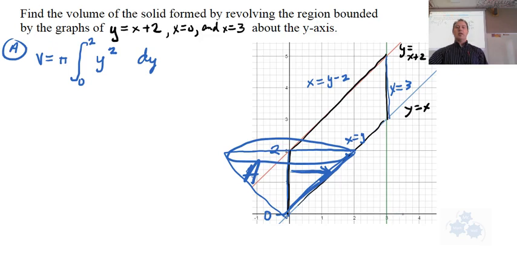Because we're not revolving around the x-axis, right? We're revolving around the y. So you have to have all of your functions isolated for x in terms of y. So it's got to be a function of y, because we're revolving it this way around the vertical y-axis, you know? Okay? So this one here, I'm going to spare you the by hand method.